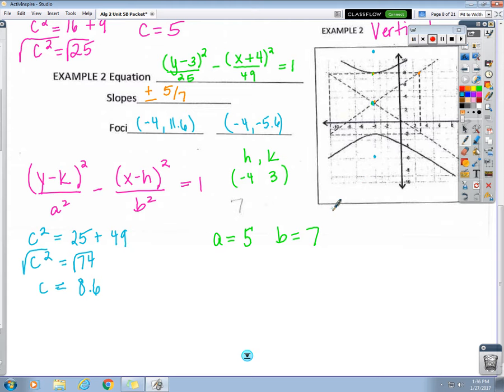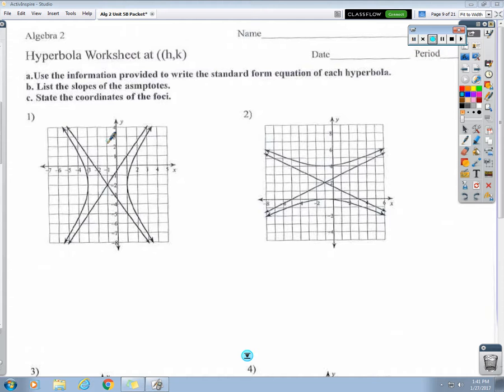Okay, now turn to the next page, and I want you to try 1 and 2 by yourself. The equation, the slopes, and the foci points. 1. Is this vertical or horizontal? Horizontal. Which lets you know what right away? The x comes first. So we're looking for the equation x minus h squared minus y minus k squared equals 1. And then a squared is always on the left, b squared is always on the right.